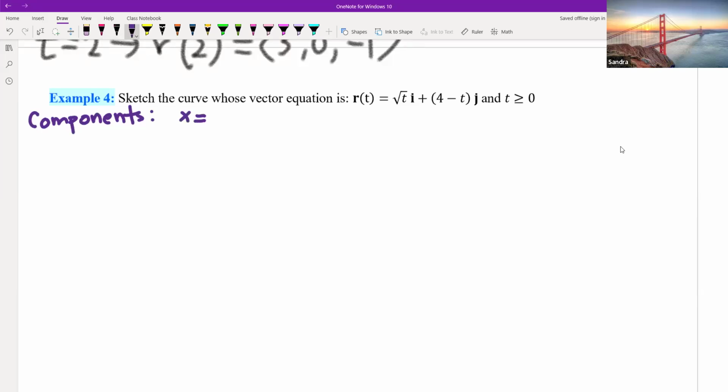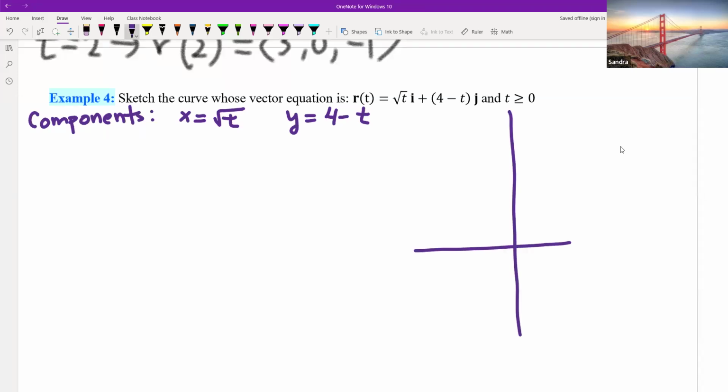x equals the square root of t. y equals 4 minus t. I have 2 components only. Since I only have 2 components, then we're going to draw the rectangular coordinate system, x and y. Okay, now, I have 2 components, but I don't know what the graph is.